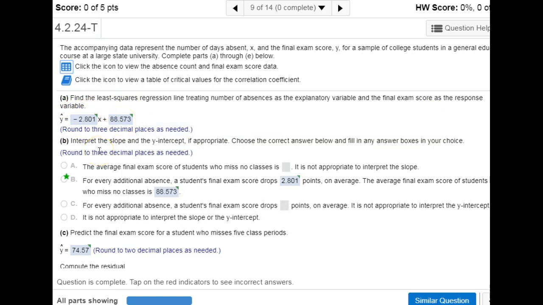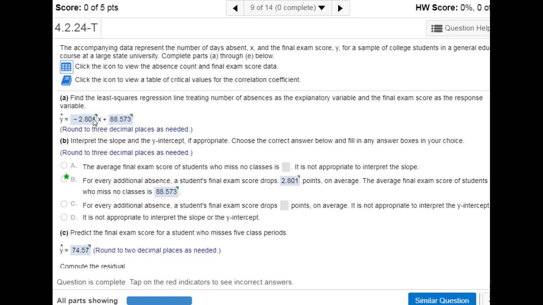And now we're going to interpret the slope and the y-intercept. This interpretation of slope is how much does y change when x changes by 1. So when the number of days absent changes by 1, how much will the final exam score change? And it looks like it's going down because our slope is negative, and it's going down by this many points for every additional day that a student misses class.